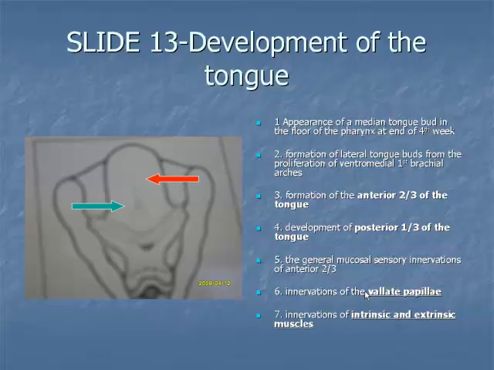Item 7. All intrinsic and extrinsic tongue muscles, with the exception of the palatoglossus muscle, are supplied by the hypoglossal nerve. The palatoglossus muscle is supplied by the pharyngeal plexus fibers from the vagus nerve.